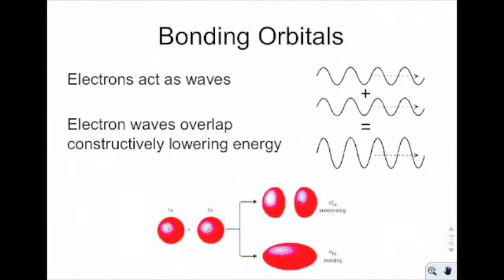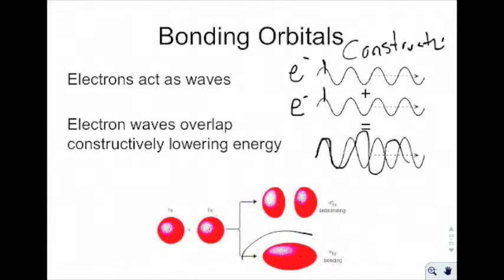A bonding orbital is one that's lower in energy, and an anti-bonding orbital is one that's higher in energy. Whenever we look at a bonding orbital, the reason it's lower in energy is that the electrons can interfere in a constructive manner. So we treat one electron as a wave and the other electron as a wave. When they overlap at the same point at the same time, we have what's called constructive interference. Whenever you have constructive interference, peak overlaps with peak, you get a bigger wave and you get a more stable bond because the electrons are interfering constructively.